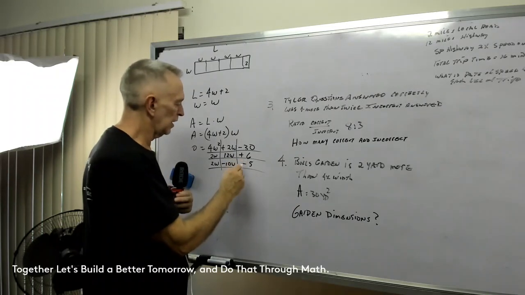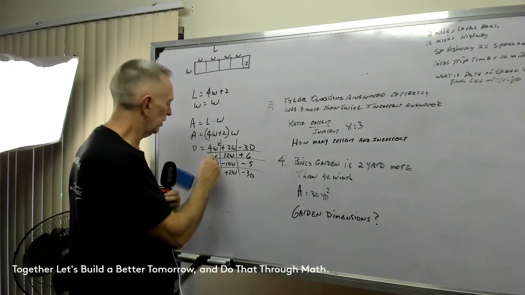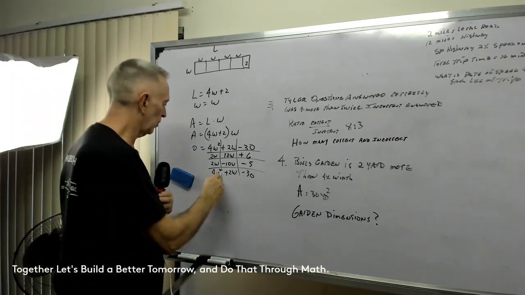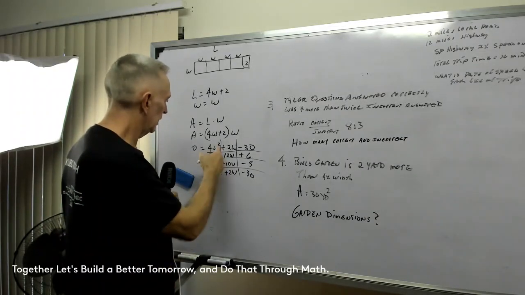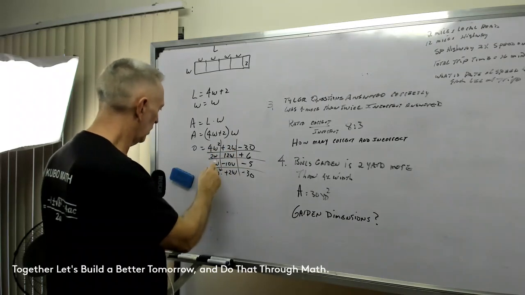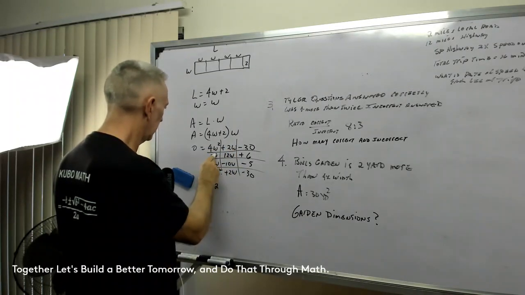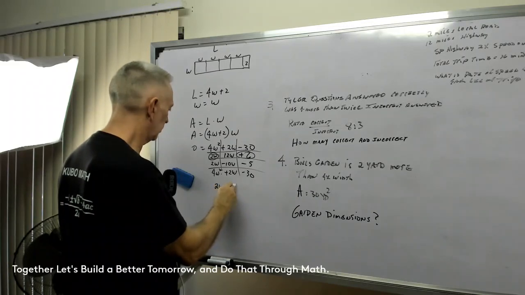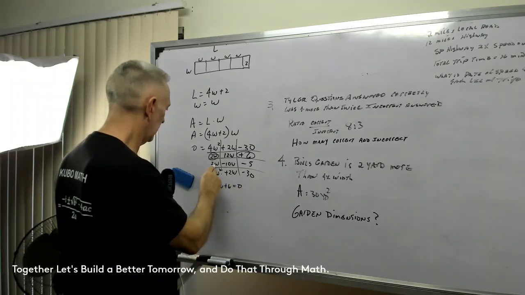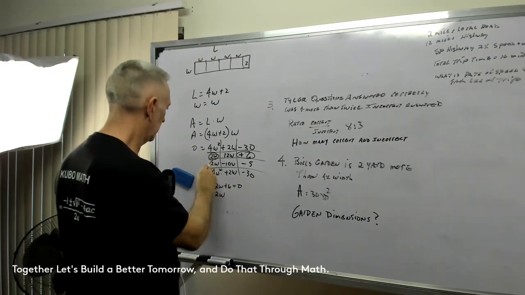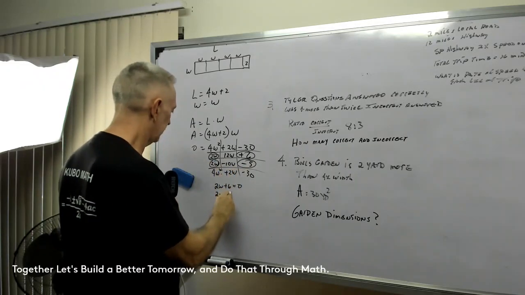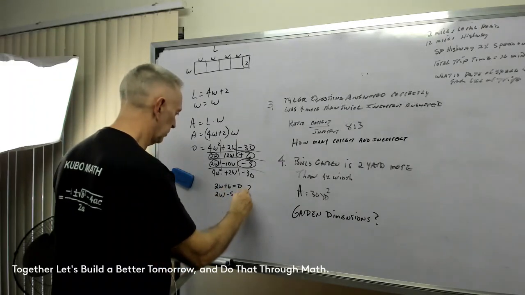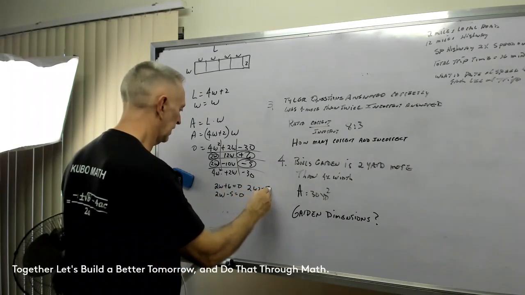Negative 5 times positive 6 is negative 30. And these multiplied together give me 4W squared. And it's exactly what I wanted. So what do I end up with here? 2W plus 6 equals 0. And 2W minus 5 equals 0.